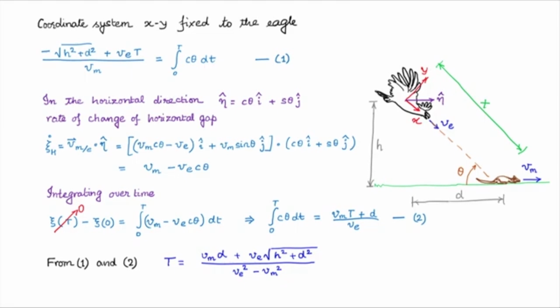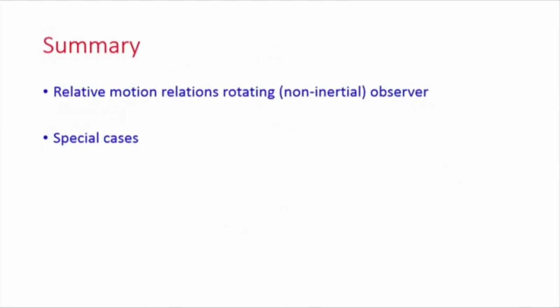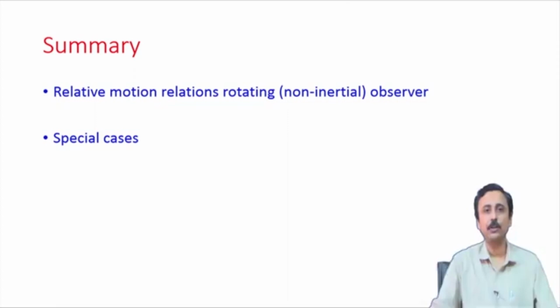So, this was an interesting example application of the kinematics. To summarize, we have looked at relative motion in rotating frames and we have discussed some examples. An interesting example was that of the eagle catching the mouse. With that, I will close this lecture.